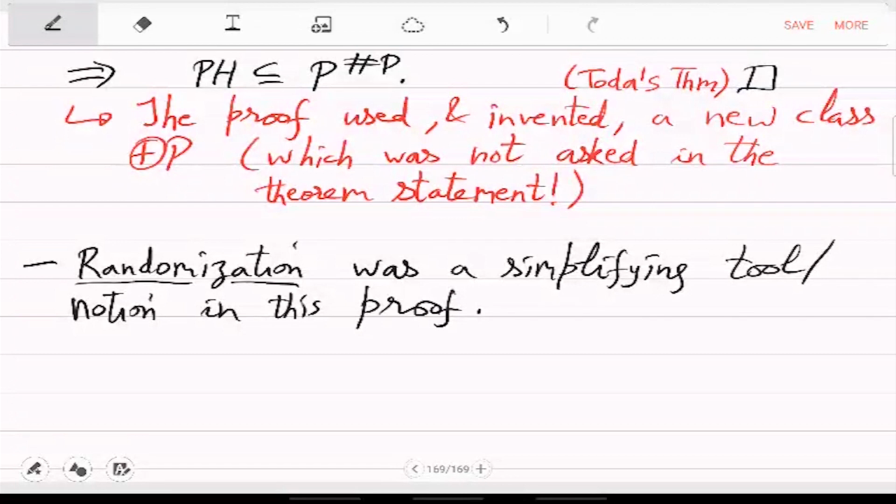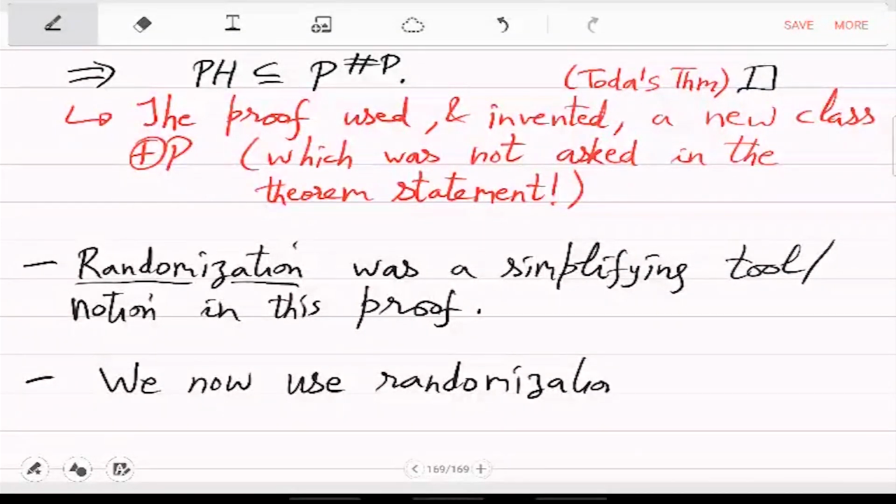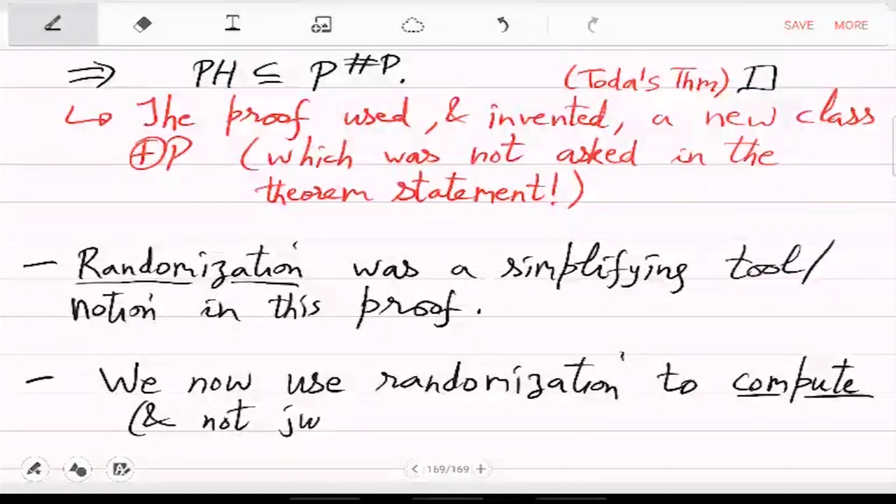And now we will actually use randomization. We now use randomization to compute, and not just analyze. Okay, so now we will define something called probabilistic Turing machines.